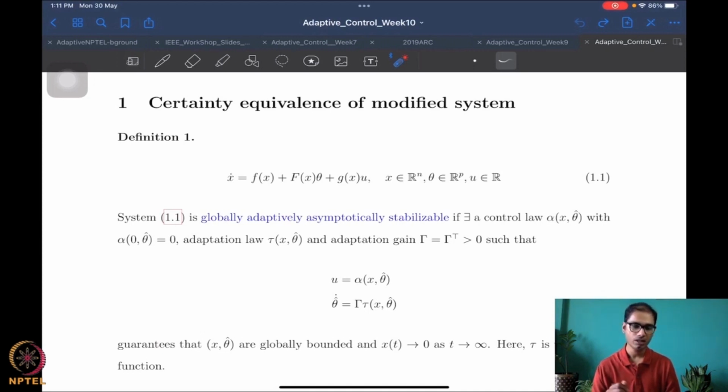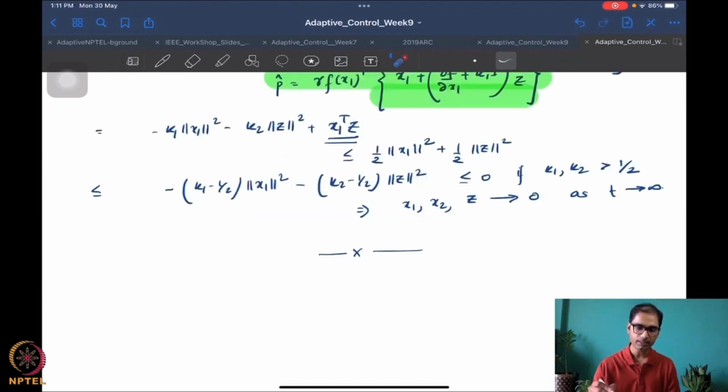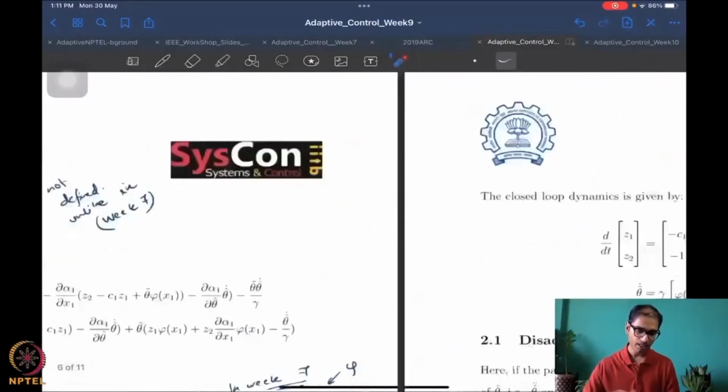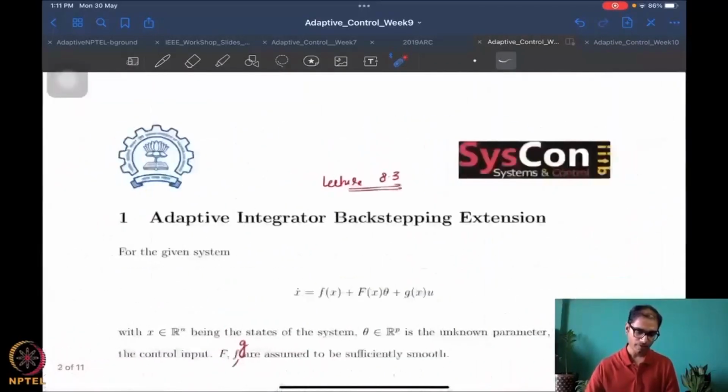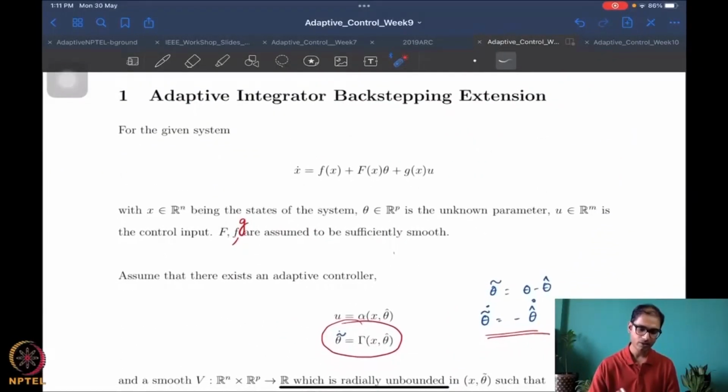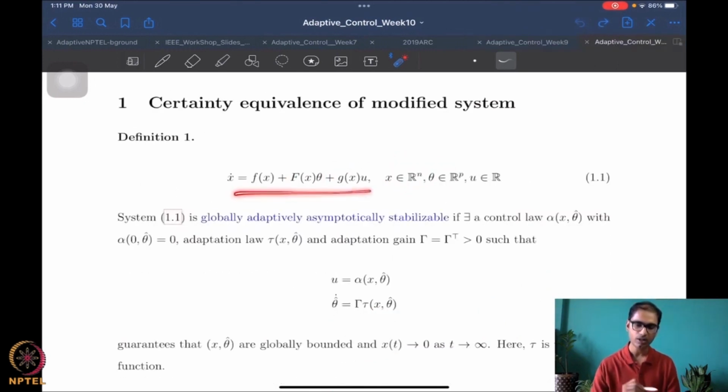Again, this is a standard construct in the KKK book, right? There is a drift term, then a term depending on the unknown parameter, then a control-dependent term. So that's the same structure here too. The only assumption here is that u is now just a real number. It's a single input system. Again, these definitions can be generalized, but to keep the treatment easy to follow, we use the single input assumption here. So this system 1.1 is said to be globally adaptively asymptotically stabilizable, right?